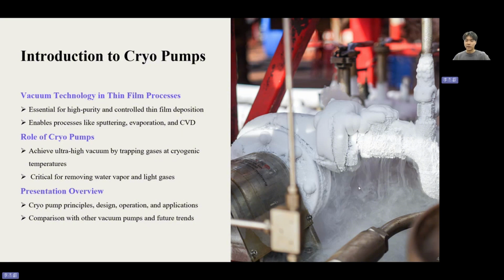This is where cryo pumps become very useful. A cryo pump can achieve very high vacuum by trapping gas at very low temperature. It is especially good at removing water vapor and many other residual gases in the vacuum chamber. In simple words, a cryo pump doesn't push gas out by mechanical motion inside the vacuum space. Instead, it freezes or traps gas molecules on very cold surfaces. This is the key idea of this pump.